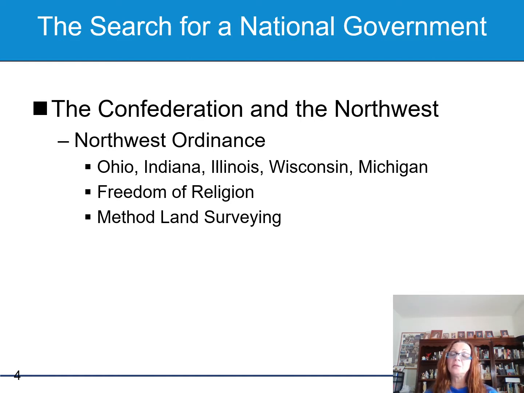We also see in the Northwest Ordinance that they will outlaw slavery. Slavery had ceased to exist really in most of the northern states by this time, and some of the northern states had even abolished slavery in their new state constitutions.